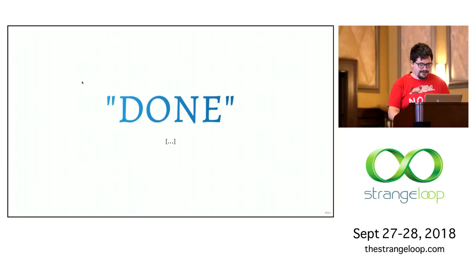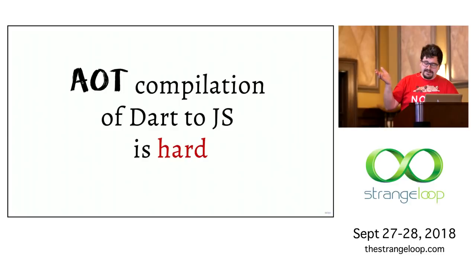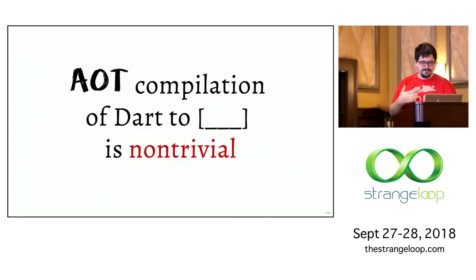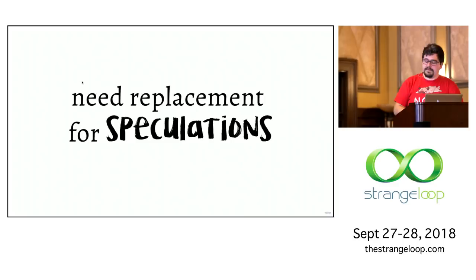So, as you remember, AOT compilation of Dart to JavaScript is hard. No matter where you go, you have a problem because of the Dart semantics. You need some solutions to eliminate this dynamism or alleviate the cost of dynamism in the code that you generate. The JIT compensated for this dynamism using speculative optimization. You disable that part, so you need to replace it with something.